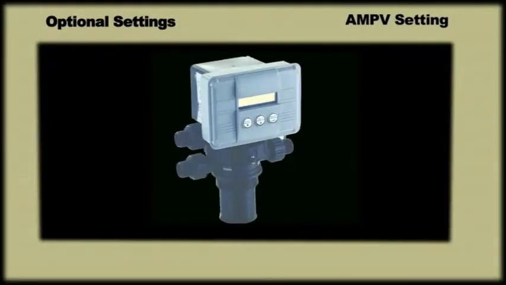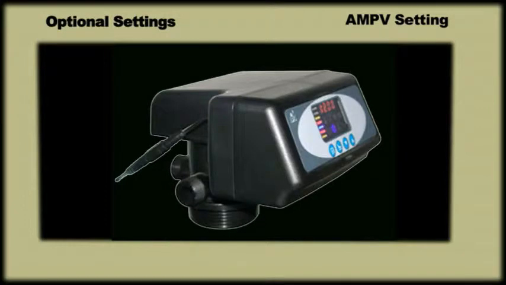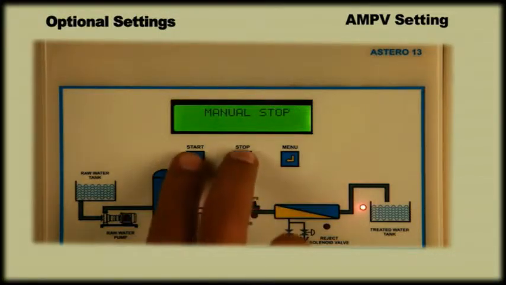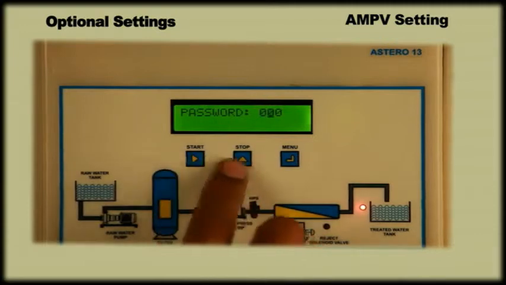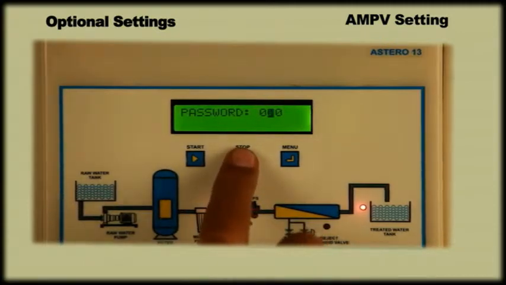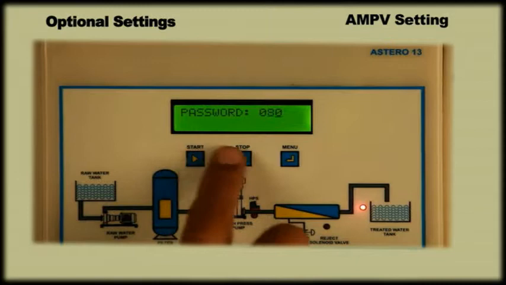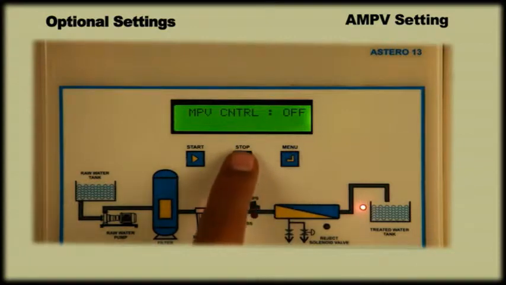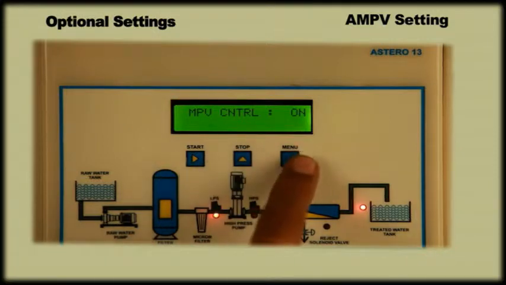AMPV auto multiport valve setting. Astero panel can support auto multiport valve of all types. This setup should be altered only in case the filter is with auto multiport valve pretreatment. To turn auto MPV control operation on, enter password 084 and press menu. Display will show MPV control off. To switch it on, press stop key. Then press menu to exit.